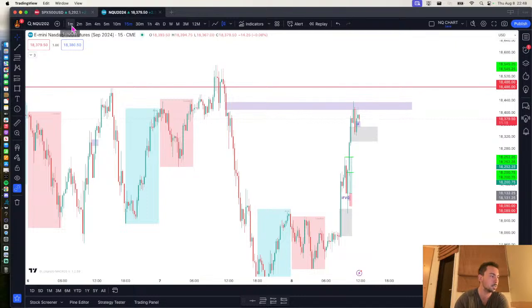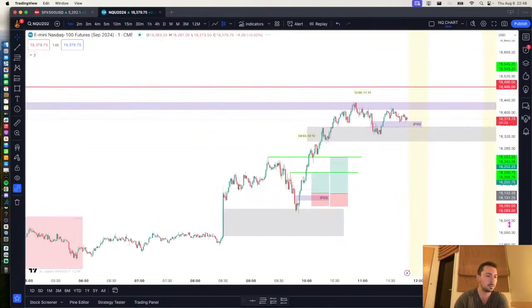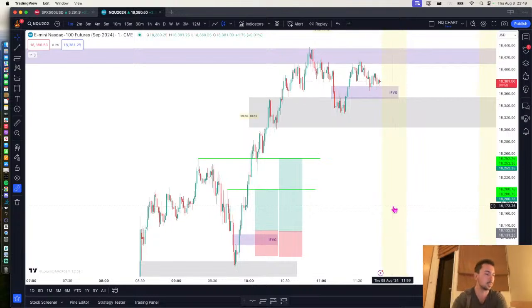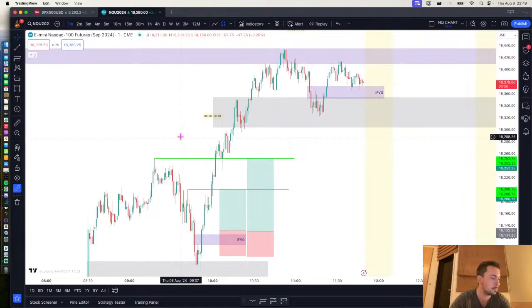So I would have probably, I didn't take this trade. I wasn't at the computer. I had some stuff to do in Thailand here. I was at the beach doing a boating tour. So I couldn't get back at the computer on time, but that would have been it.